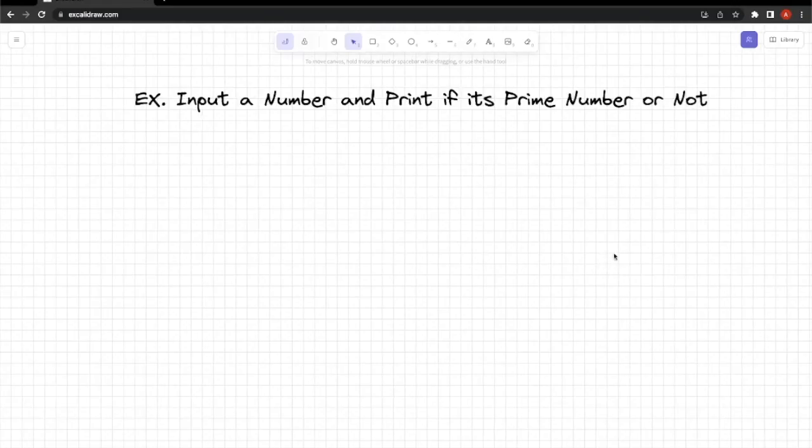Now coming to today's question. Given a number, print if the given number is prime or not. You guys can pause here and try it for yourself and then come back.